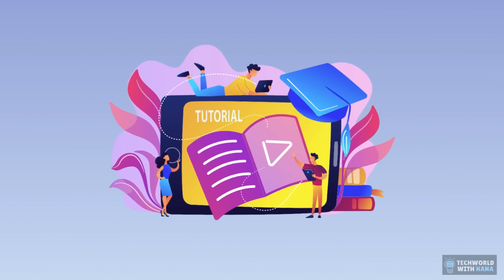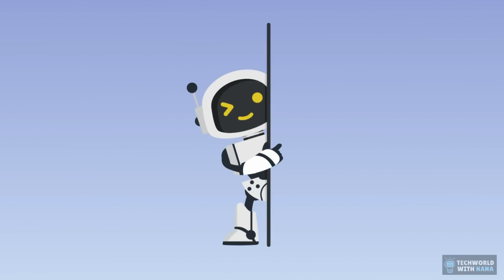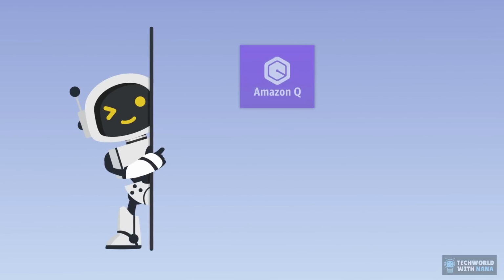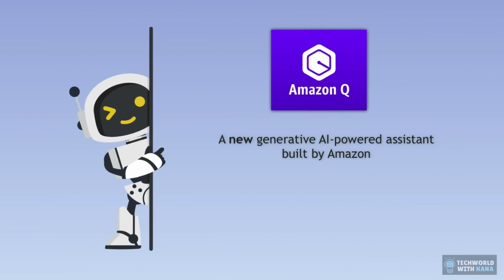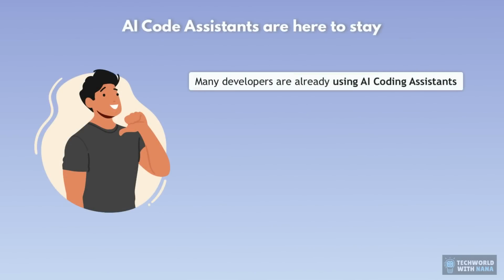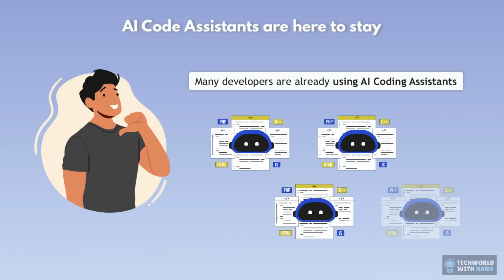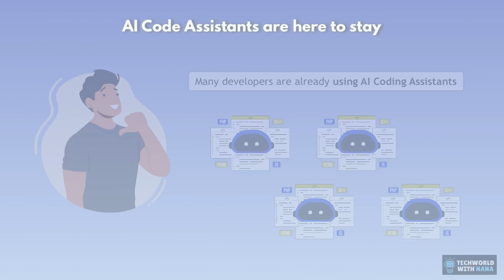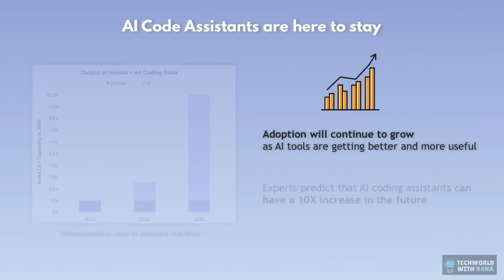In this video, we're going to talk about a new AI code assistant called Amazon Q that was just released recently. Now, why is this a big deal? Well, you guys probably already know and have been using AI code assistants already, because they are becoming pretty ubiquitous currently, and the trend is going to continue even more in the next years.